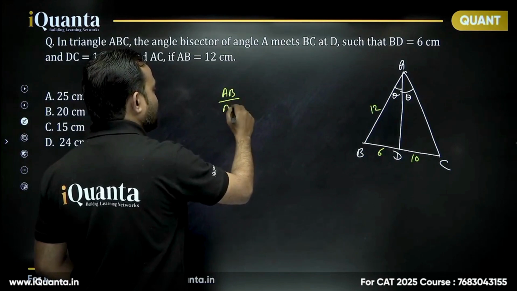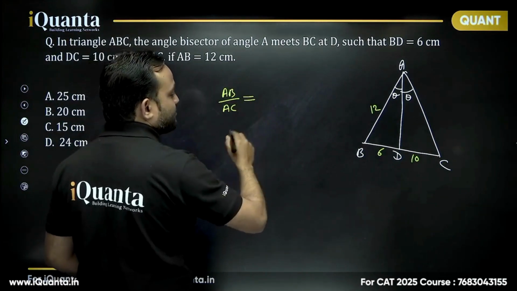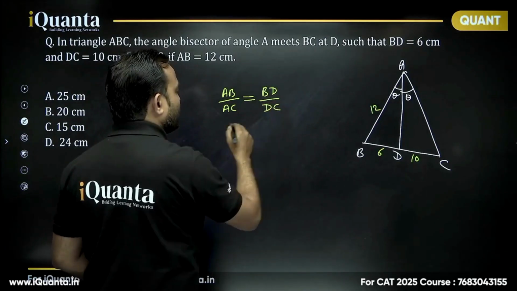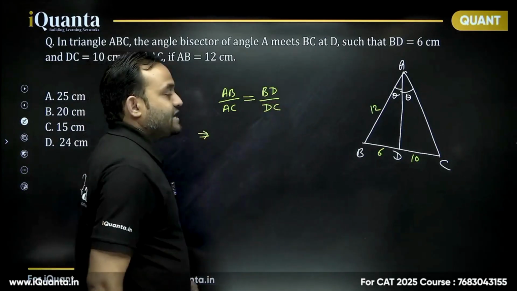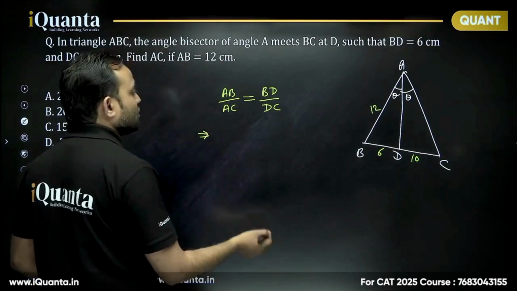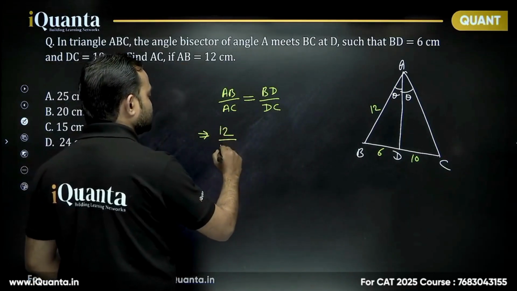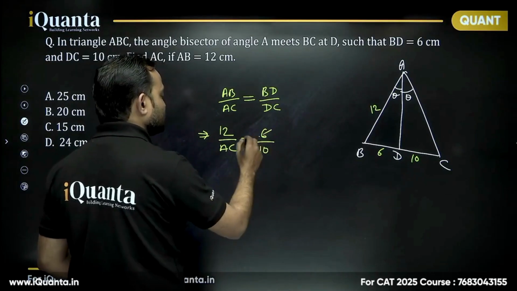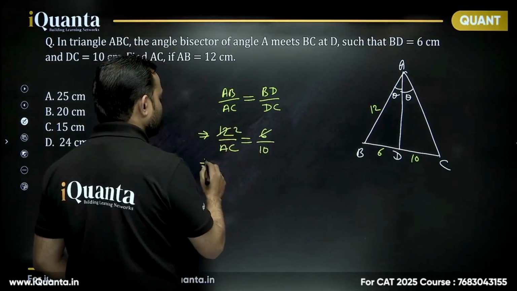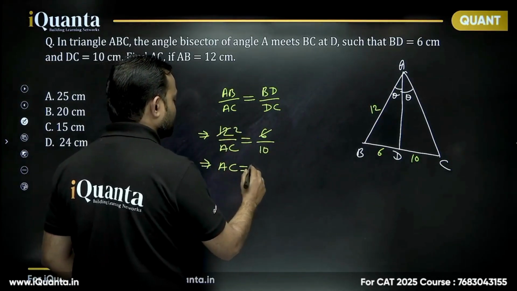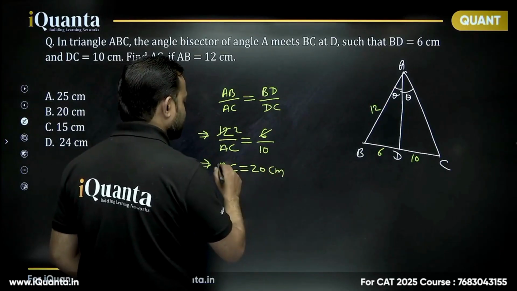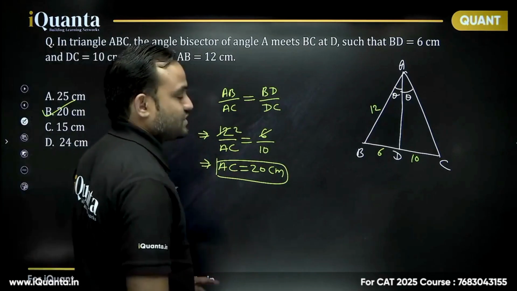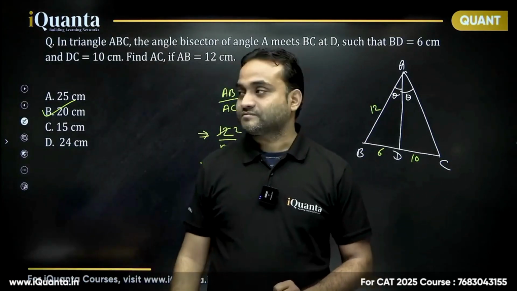We studied just today that AB upon AC is equal to BD upon DC, when AD is the angle bisector. Now put all the values. This is 12, this is AC, BD is equal to 6. This is equal to 12. So this is 2 times. From there, we can say AC will be equal to 20 centimeter. So our answer is option B, 20 centimeter.